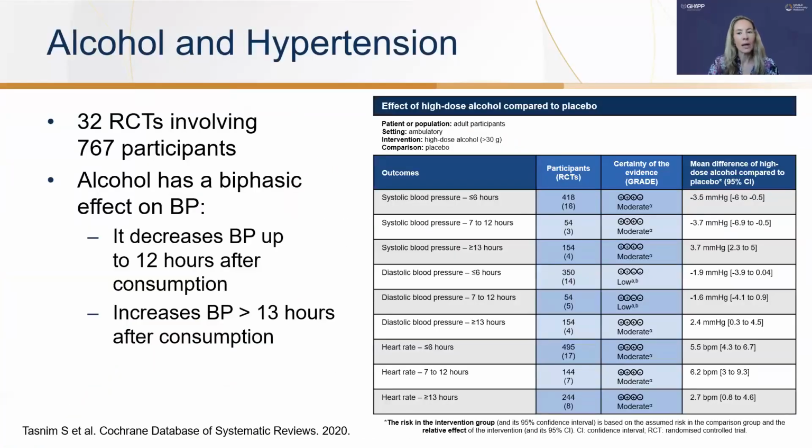There have been multiple randomized controlled trials and meta-analyses that show this bimodal, biphasic effect of alcohol on blood pressure, where with moderate to high doses of alcohol, initially you see a lowering of blood pressure up to 12 hours, followed by a delayed increase in blood pressure after 13 hours. And we know that chronic alcohol consumption, even at moderate levels, is associated with sustained increases in blood pressure and a higher risk of hypertension, especially if someone's drinking more than 3 drinks a day. We also know that decreasing alcohol use can result in a reduction in blood pressure.